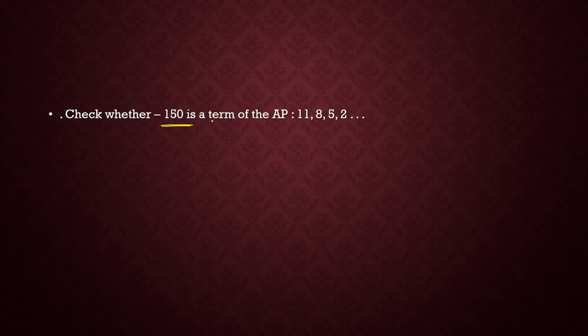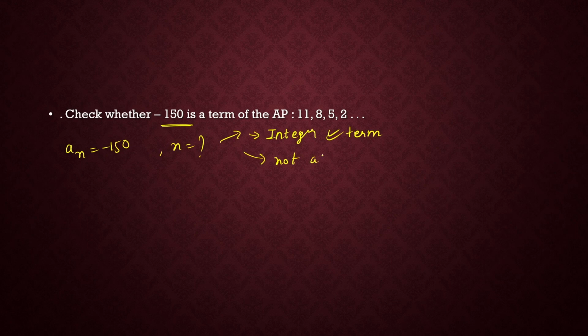Now check whether minus 150 is a term of the given AP. So here you are going to consider an is equal to minus 150, and using this you will be finding the value of n. In case n is an integer, then yes, it is a term. If n is not an integer, if it's a decimal or a fraction, then it's not a term. Okay, it's the same concept. That's it. Again, I'll write the value of A. It's 11. Common difference D is equal to 8 minus 11, that's equal to minus 3. Very simple. You can solve it by yourself.